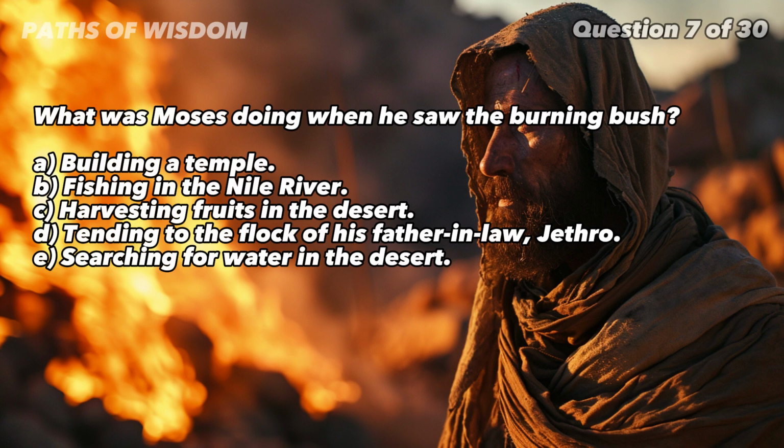Question 7. What was Moses doing when he saw the burning bush? Option A, building a temple. Option B, fishing in the Nile River. Option C, harvesting fruits in the desert. Option D, tending to the flock of his father-in-law, Jethro. Option E, searching for water in the desert.